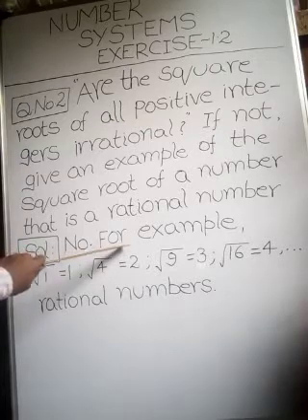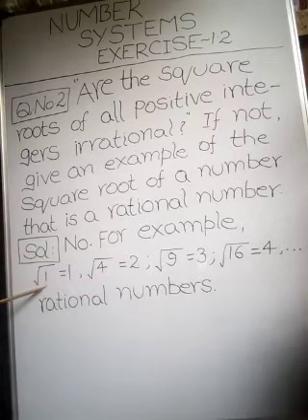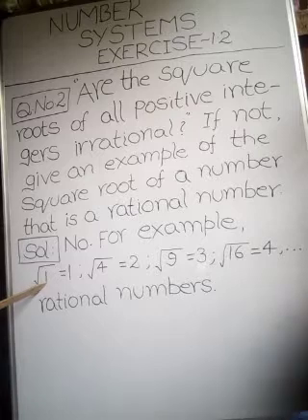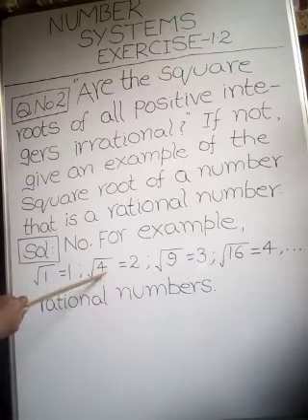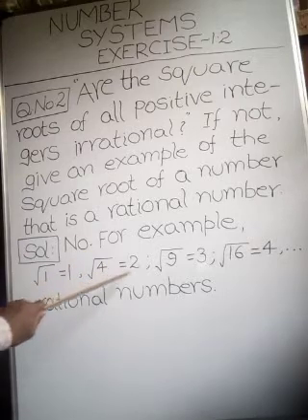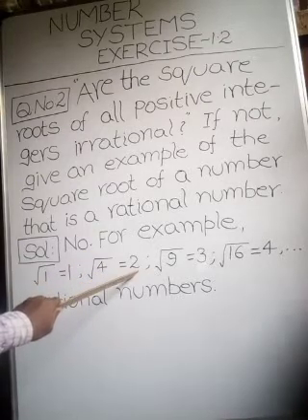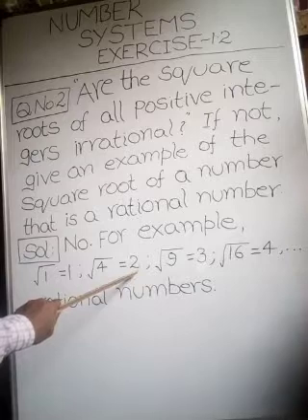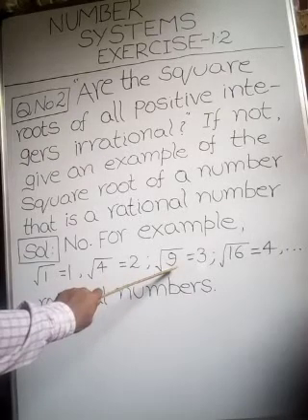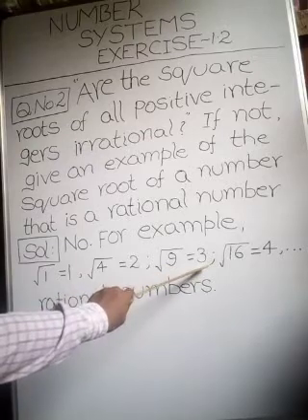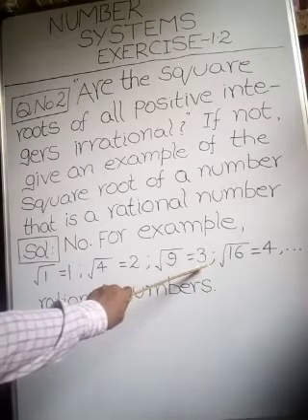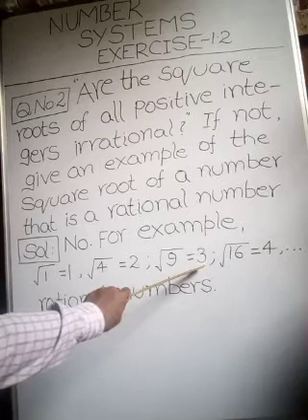For example, see these examples. 1 is a positive integer. Square root of 1 is 1 only. 4 is a positive integer. Square root of 4 is 2. It is a rational number. It is not an irrational number. 9 is a positive integer. Square root of 9 is 3. It is a rational number. It is not an irrational number.